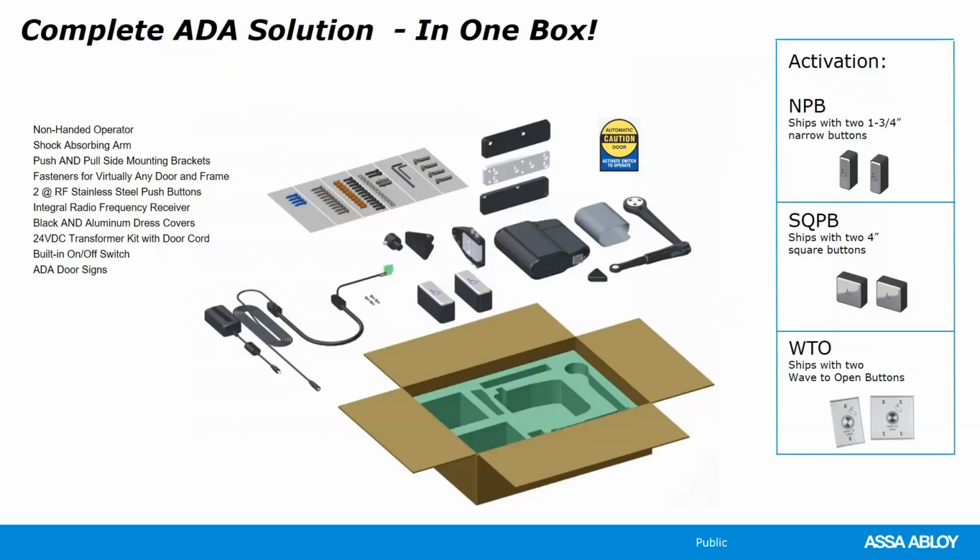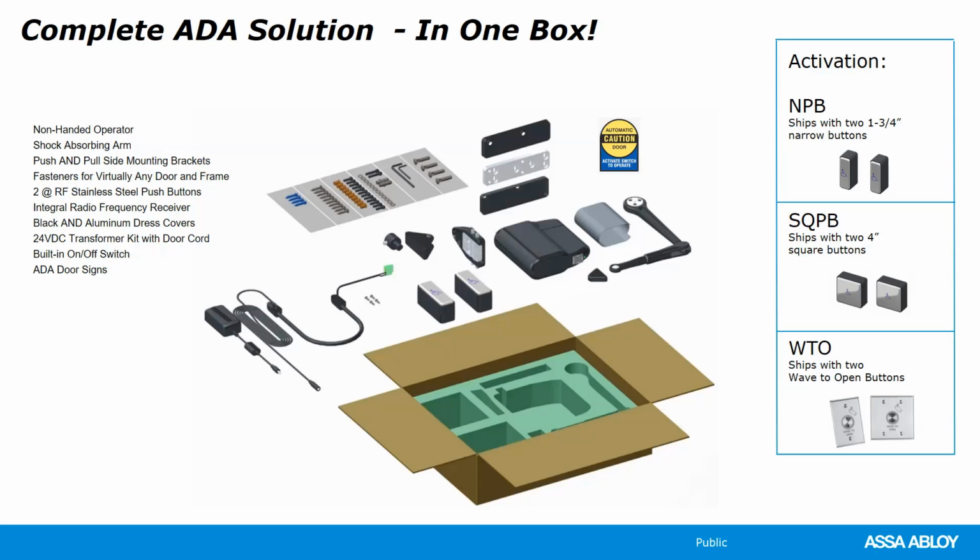And it's set up packaged-wise to be a complete ADA door solution in one box. So everything needed to automate the door per the ADA low energy guidelines is included. The non-handed operator with the built-in RF receiver, the push and pull side mounting kit, so the operator can mount push or pull side, shock absorbing door arm, 2 different color covers to aesthetically make the unit match the hardware that's on the door, a hardwired kit, mounting hardware for virtually any door, and then the required ANSI automatic door signs, automatic caution door, the yellow and blue stickers.